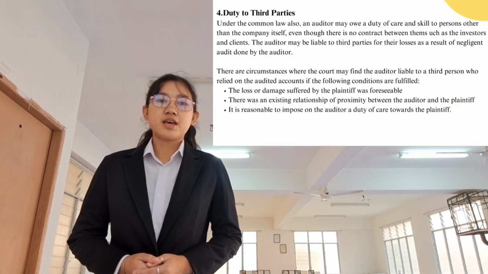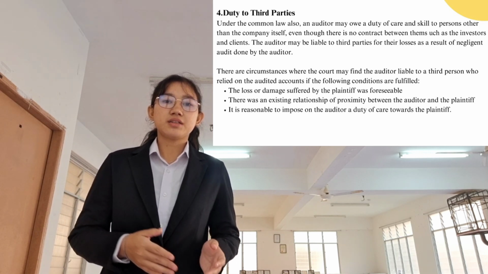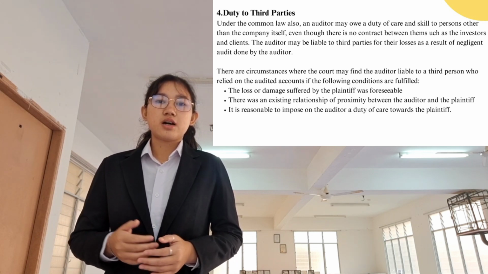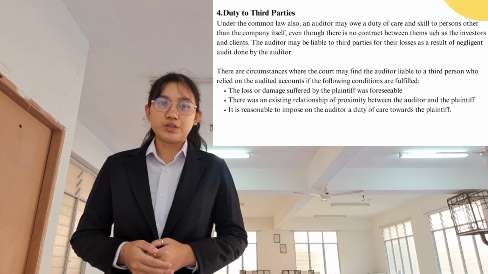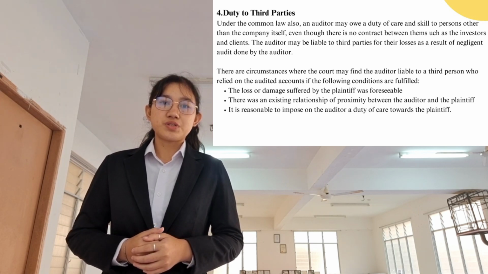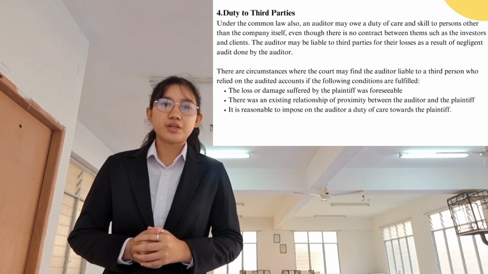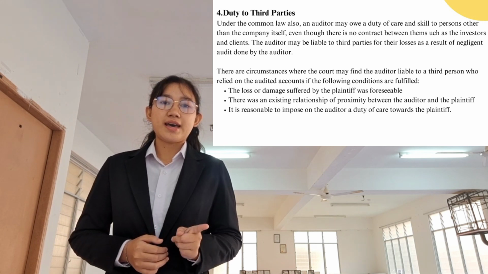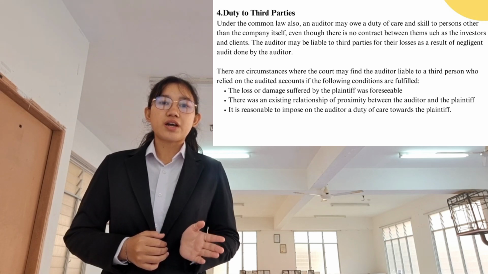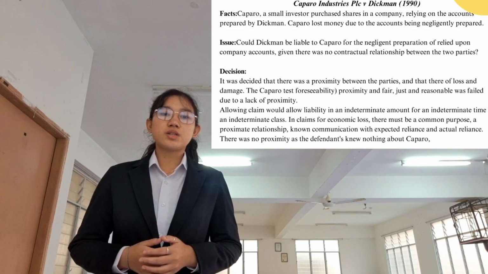Duty to third parties. An auditor may be liable to third parties. There are circumstances where the court may find the auditor liable to a third person who relied on audited accounts if the following conditions are fulfilled. First, the loss or damage suffered by the plaintiff was foreseeable. Second, there was an existing relationship of proximity between the auditor and the plaintiff, and it is reasonable to impose on the auditor a duty of care towards the plaintiff. These conditions are also called the Caparo test.